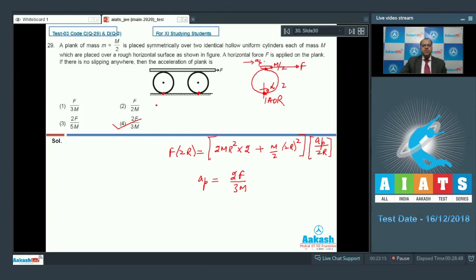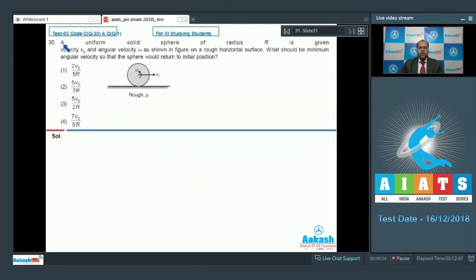Let's move to question number 30. In question number 30, a uniform solid sphere of radius r is given velocity v0 and angular velocity omega as shown in figure on a rough horizontal surface. What should be the minimum angular velocity so that the sphere would return to initial position?